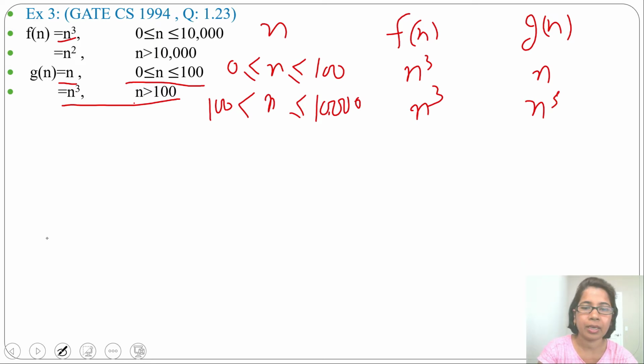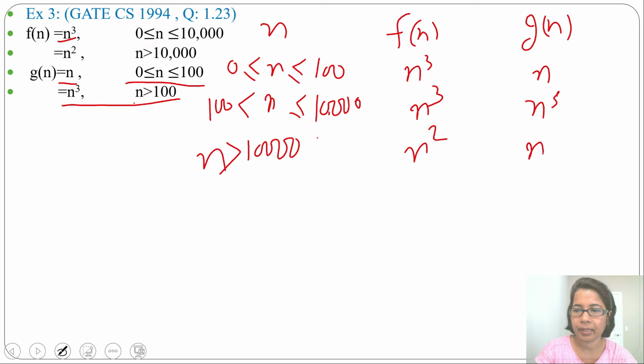Then when n is greater than 10,000, f(n) will be n^2 while g(n) will be n^3. You can see here f(n) is greater than g(n), here both are equal, and here f(n) is less than g(n). After 10,000, for every value, the f(n) function is less than the g(n) function. n^2 is less than n^3 up to infinity.